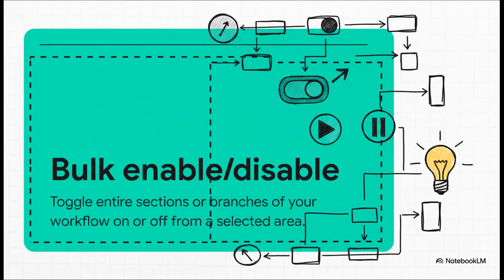First up, bulk enable and disable. Seriously, this is an absolute game changer. All you do is drag a selection box over any part of your workflow, maybe it's a complex follow-up sequence you want to pause, and with one click, you toggle the entire thing on or off. It's perfect for A/B testing new paths or safely deactivating parts of an automation without having to delete anything.